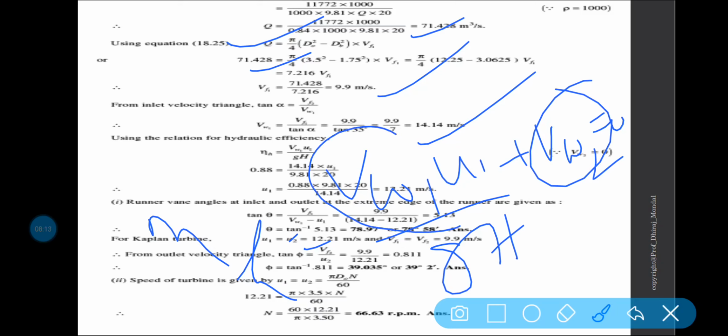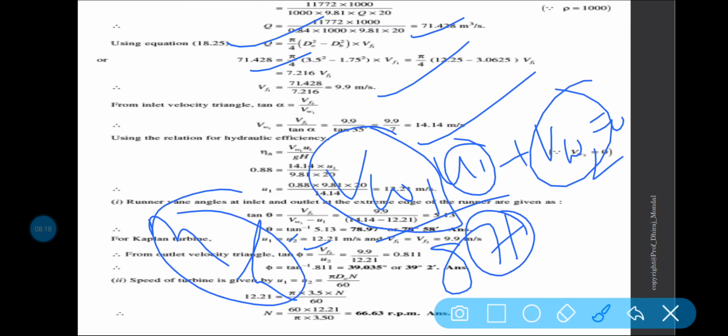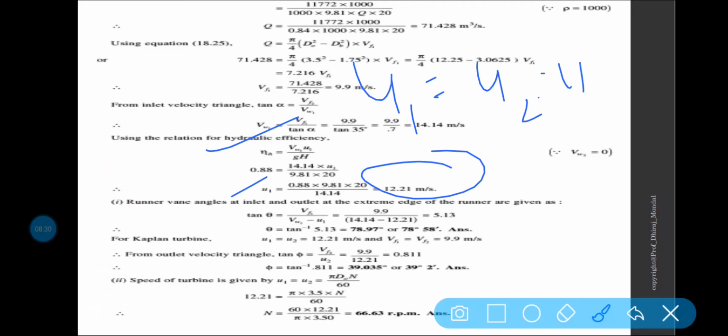Now with vw1 and the hydraulic efficiency, can I find out u1? So I can find out u1, and u1, just see this equation, u1 is equal to 12.1 meter per second, and u1 is equal to u2 is equal to pi d naught n by 60. So as I got u1, can I find out n? Because d naught is given, so from this equation you can find out n.